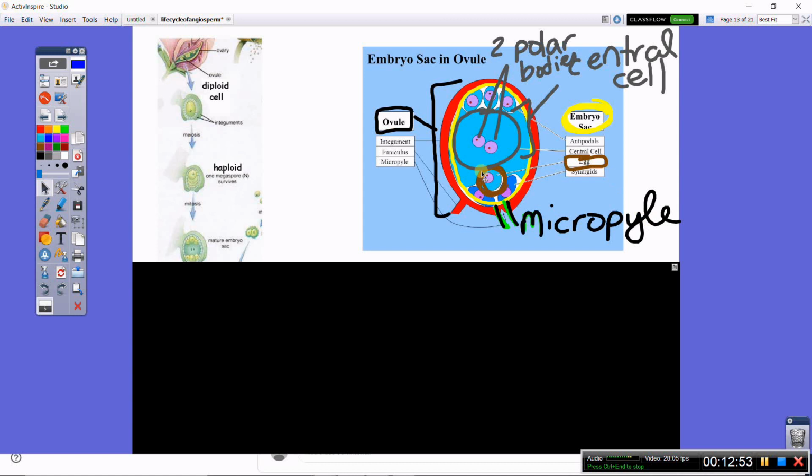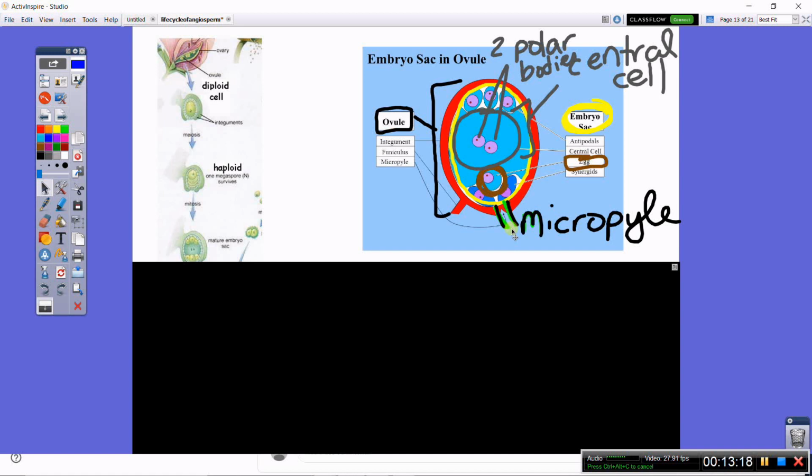One of the cells that will be near the micropyle, near the entrance to the ovule, is going to be your egg cell. Okay, now I know you see all these other cells here. Those are not all egg cells. They're called different things. We don't really need to be aware of that. But I need you to know that your egg cell has got to be one of these cells here closest to the micropyle.